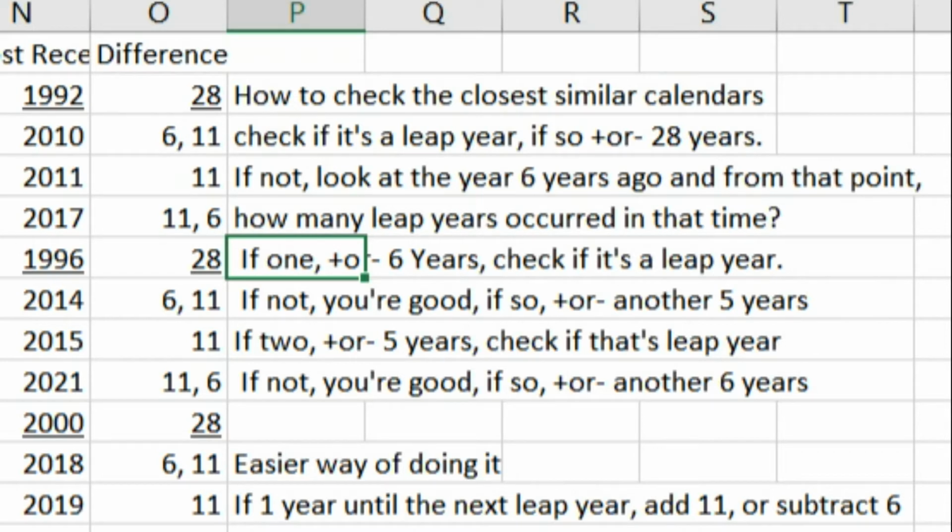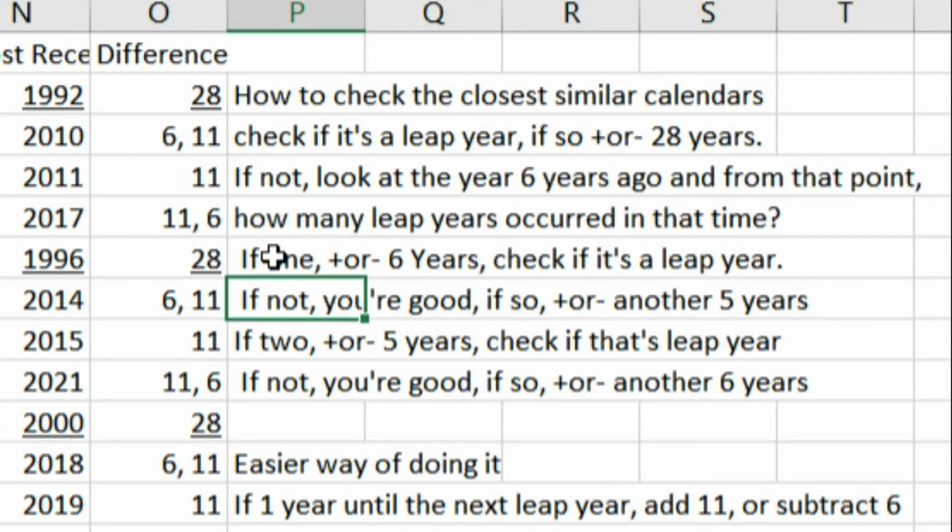If it is a leap year, then you'll need to add another 5 years, and that'll keep it back up. So essentially, if you're subtracting or adding 6 years, and that year is a leap year, then you'll need to add another 5 years. So you'll essentially be adding 11 years.